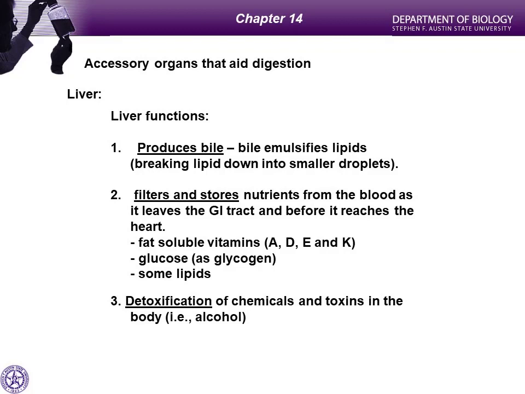Again, think back to the first part of the semester. What is the storage form of glucose? Glycogen. And then the liver is going to store some fat. You don't want the liver to store a lot of fat. Then you start to have problems with liver function.